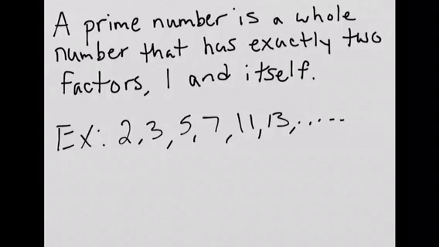So that 2, the only thing that multiplies to give me 2 is just 1 and 2. 7, the only thing that multiplies to give me 7 is just 1 and 7. So 2, if you notice here, 2 is an even number. 2 is the only even number that is a prime number.